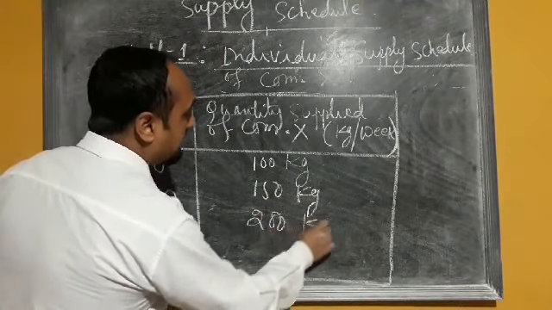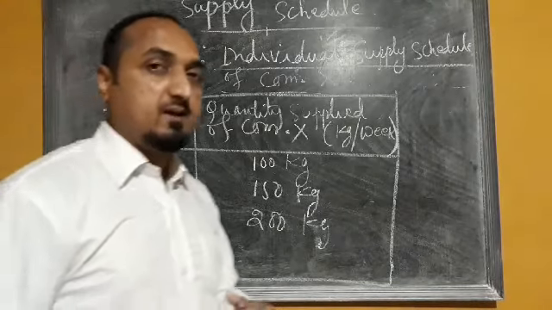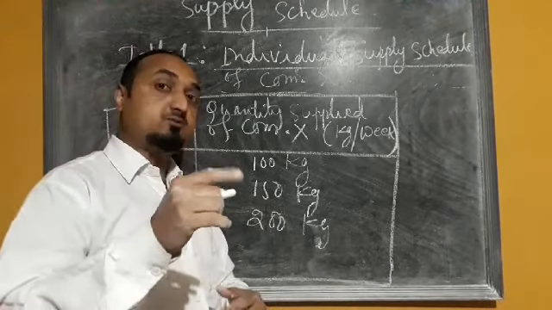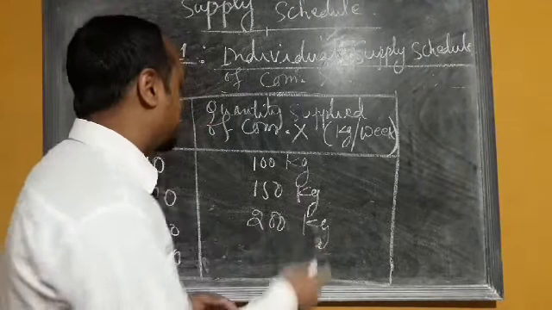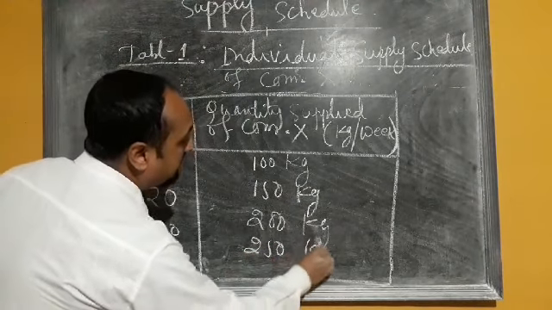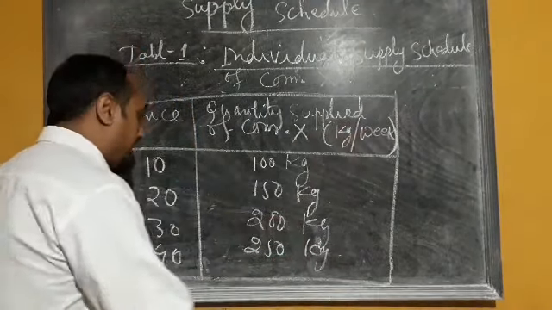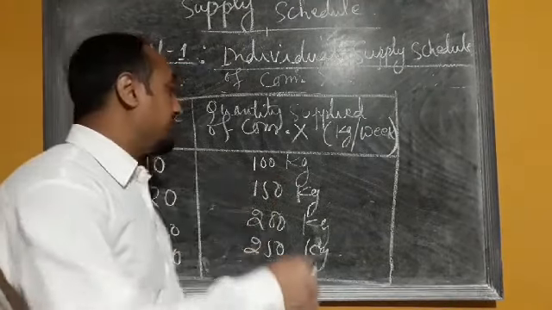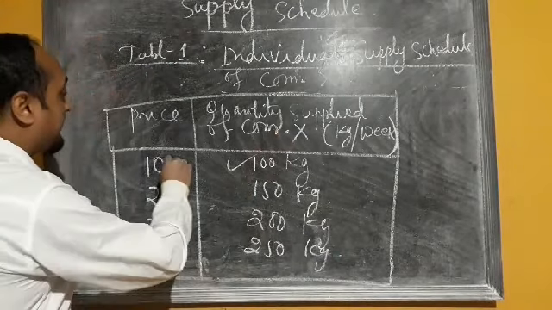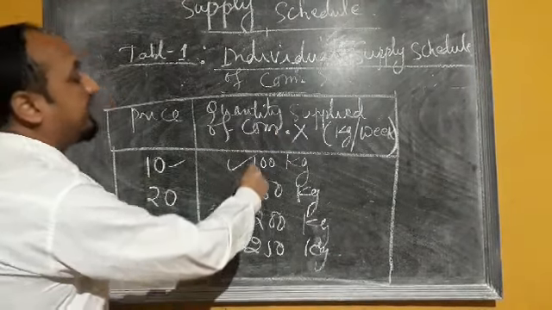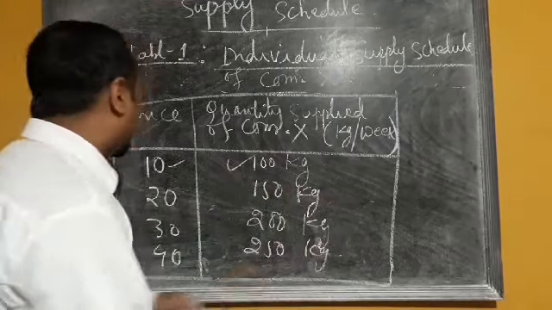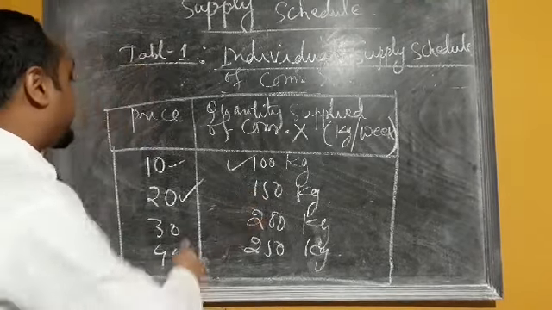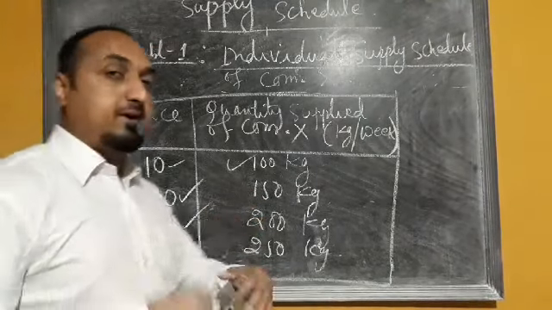Similarly, when the price increases to 30, the quantity supplied by the individual producer increases from 150 to, say, 200 kg. Similarly, if the price is more, say 40 rupees, and due to that the individual producers are producing more and supplying more in the market, let's consider 250 kg per week. That means we can see that the individual producers are supplying various quantities of the commodity at different prices. When price is 10, the individual producer is supplying 100 kg. When price is 20, supplying 150 kg. When price is 30, the producers are supplying more.